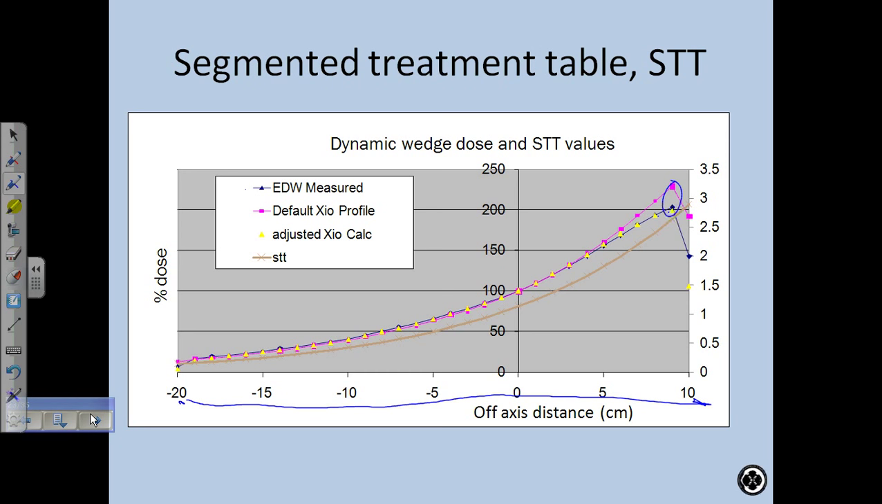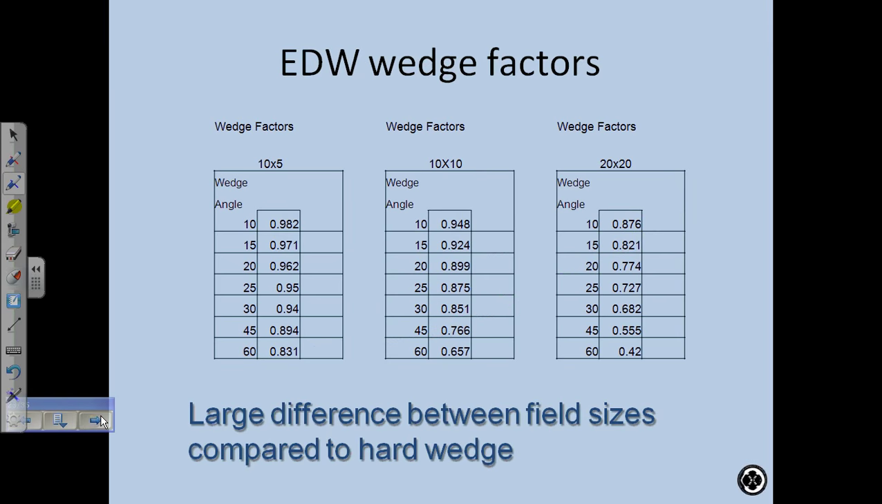So, anyway, the point of this graph is that you could go in and measure your profiles, and then if they don't agree with what your planning system is giving you, you can adjust the SDG table to agree. They usually agree though. I mean, this is an old graph, and it's an old version of Exio. Since then, I've made measurements, and they're spot on with the EDW.